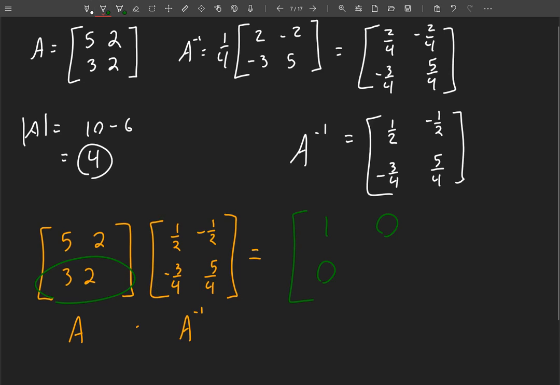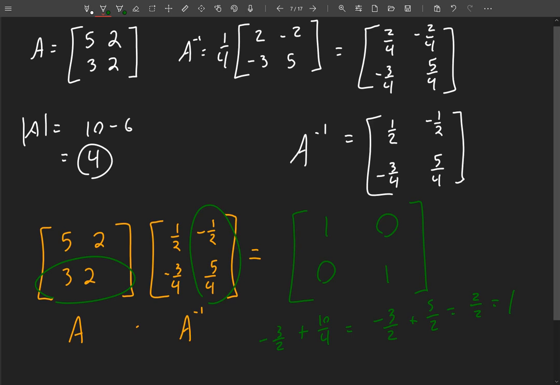Last one. Row 2 times column 2. So that's going to be -3/2 plus, that's 2 times 5 is 10/4. That's going to be -3/2 plus 5/2, if I divide both of those by 2, right? Now, this is like saying 5 minus 3, -3 plus 5, same thing. That is 2/2, and boom. It gives me 1. Look at that.